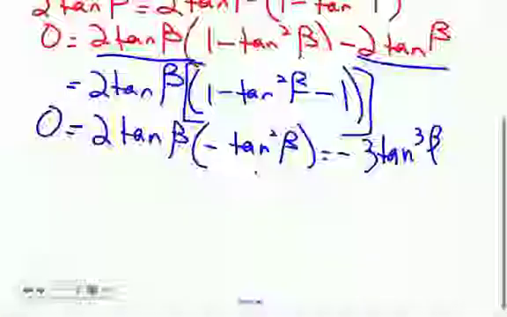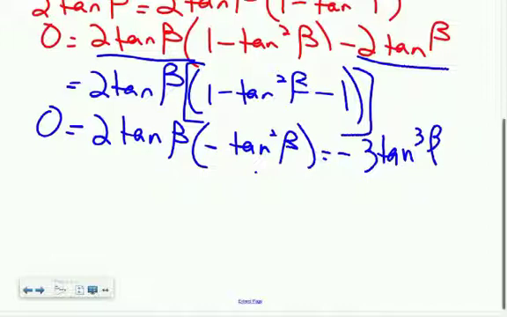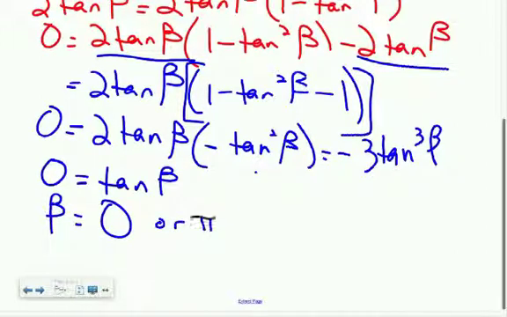If I try to solve for the tangent of beta, I divide both sides by negative 2, and 0 divided by anything is 0, and I take the cubic root of both sides, and the cubic root of 0 is also 0, so 0 equals the tangent of beta. I look at my reference sheet, I know that tangent is the ratio of y over x, so basically I'm looking for a y-coordinate that's 0 and an x-coordinate that isn't. So where do I see that? I see that at 0 or pi.